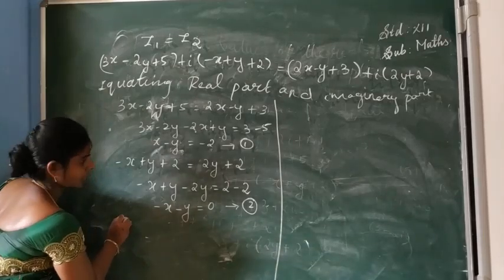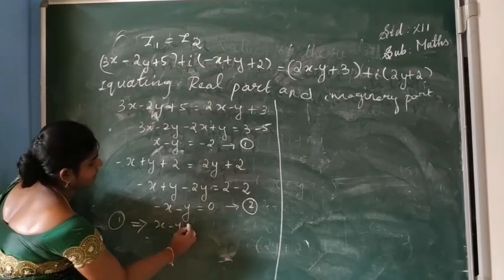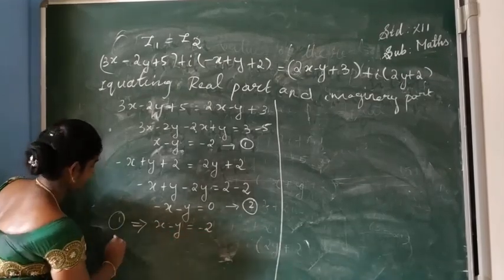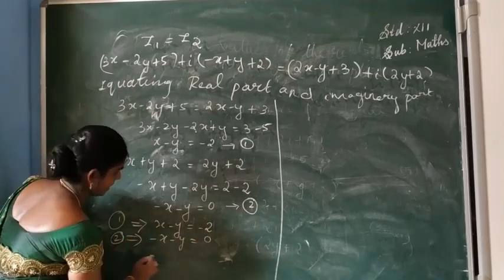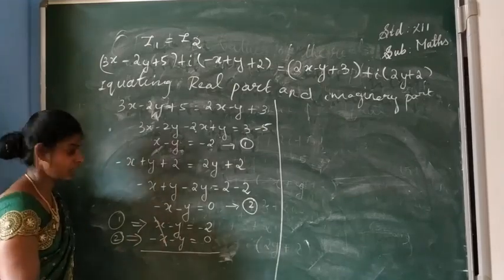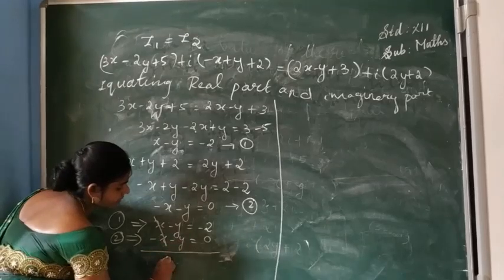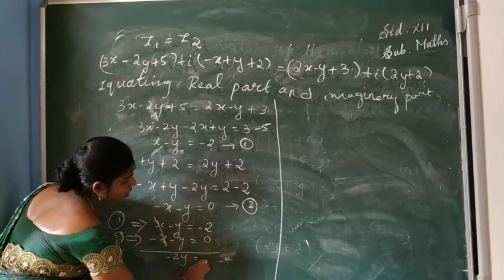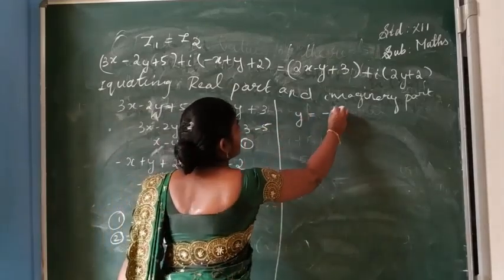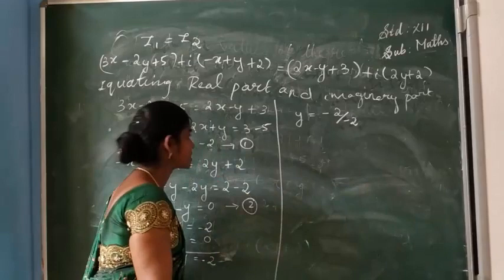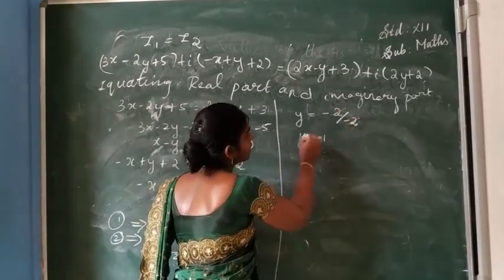So take equation 1. So x minus y equal to minus 2. Equation 2. Minus x minus y is equal to 0. So you can cancel this value. So x minus x, the value is 0. So minus y minus y, the value is minus 2y equal to minus 2. So y is equal to minus 2 divided by minus 2. So y is equal to 1.